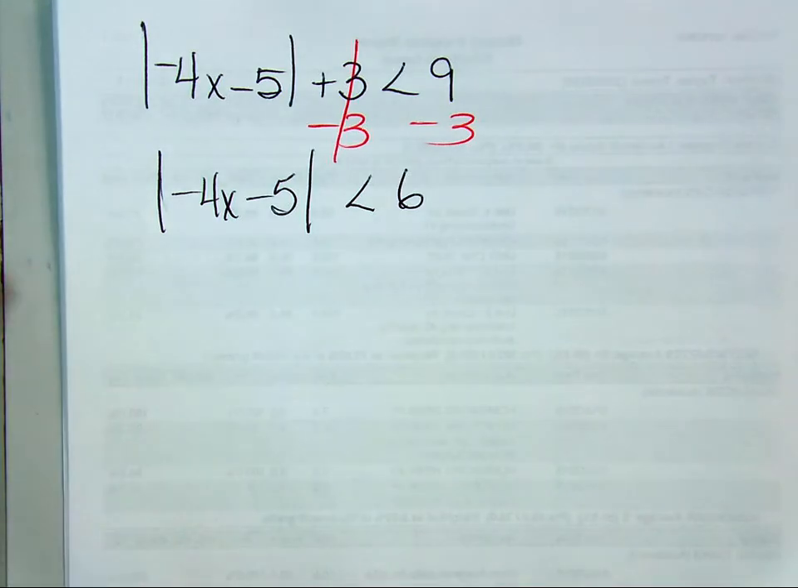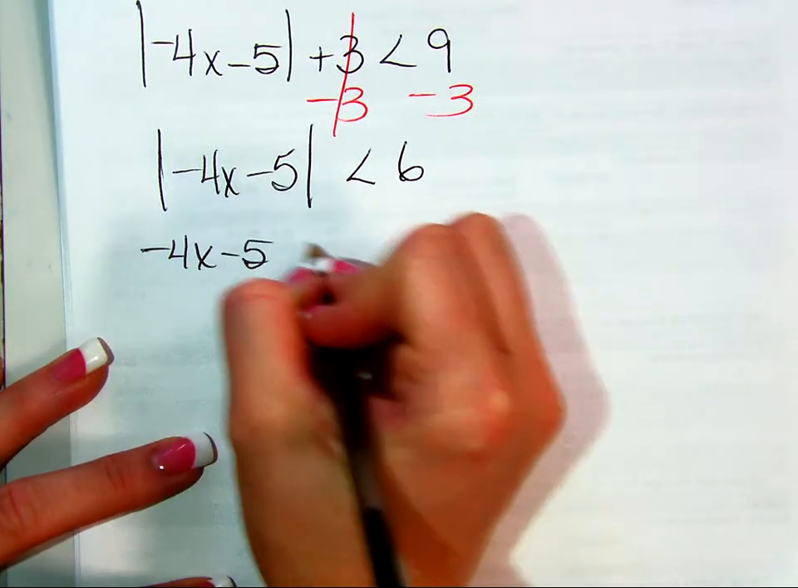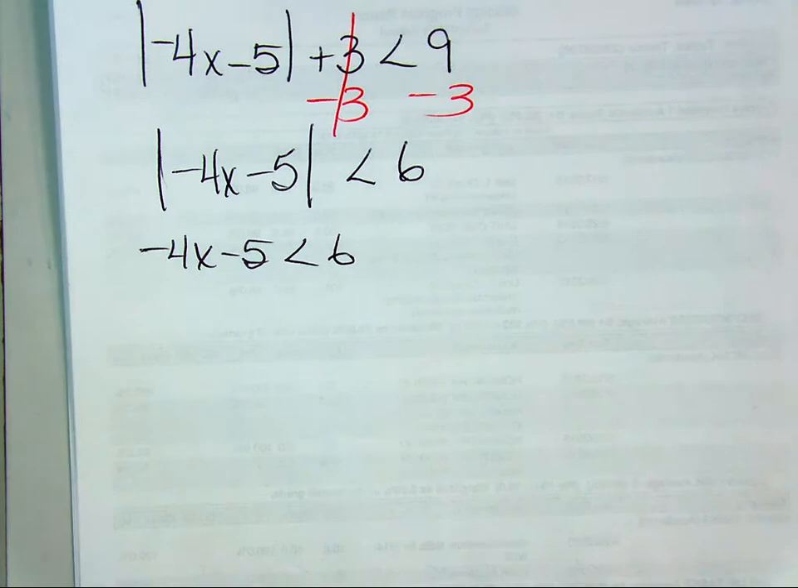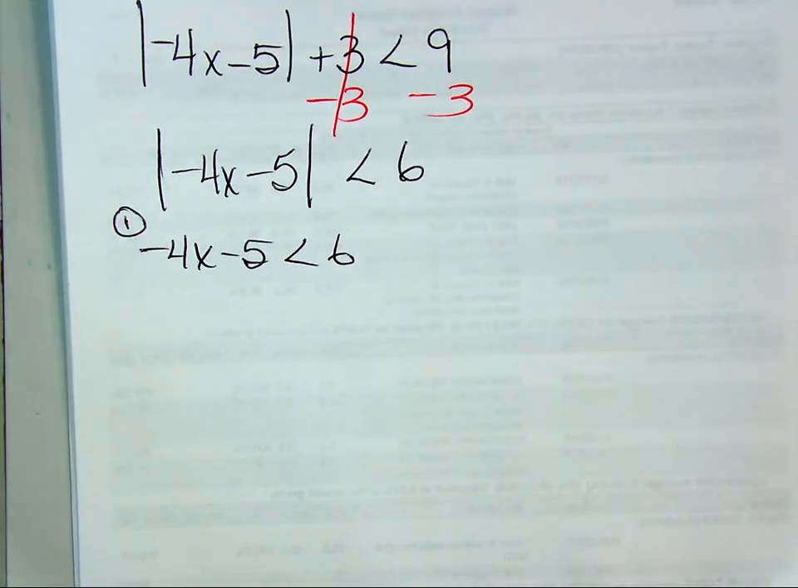Everything else in the clear? So now I'm ready to write my two inequalities, changing the sign and the direction. So I'm going to have a -4x minus 5 less than 6. You're looking right at it, right? That's your first one. Write what you think your second equation should be. Inequality, sorry.